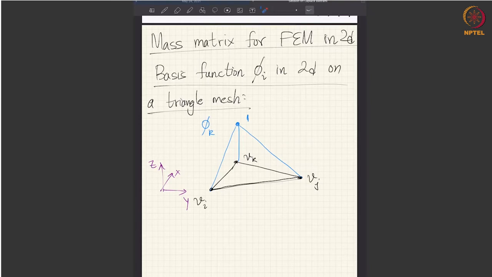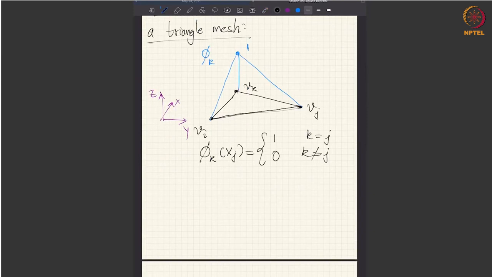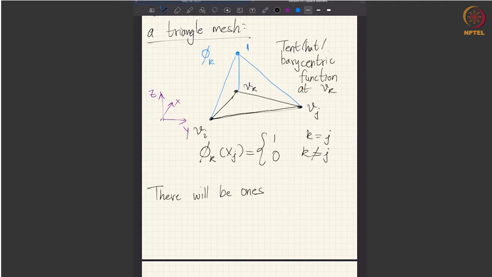I can write this down as: phi k on some other xj is value 1 if k equals j, 0 if k not equal to j. There are three of these tent functions. This is a tent, hat, barycentric, you could call it. It has many names. It's polymorphic, therefore. So this is the barycentric function at Vk, and there would be one at Vi and Vj as well, which I'm not drawing. So a given triangle therefore has three basis functions.